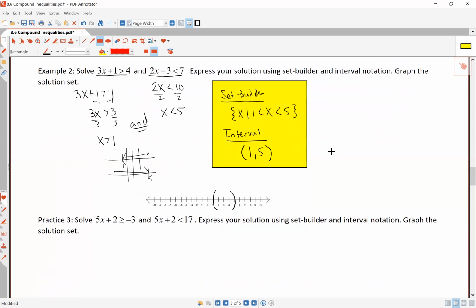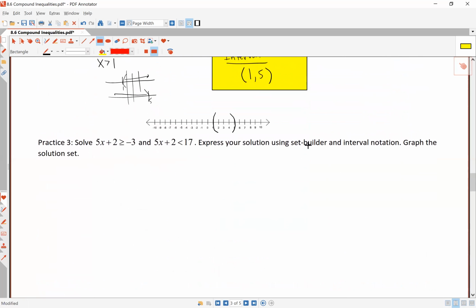And this leads me to practice 3 for you to try. I encourage you to press pause on your video and work this out and come back when you're ready to see the solution. Now that you've had a chance to work this out, I'll work this out with you.